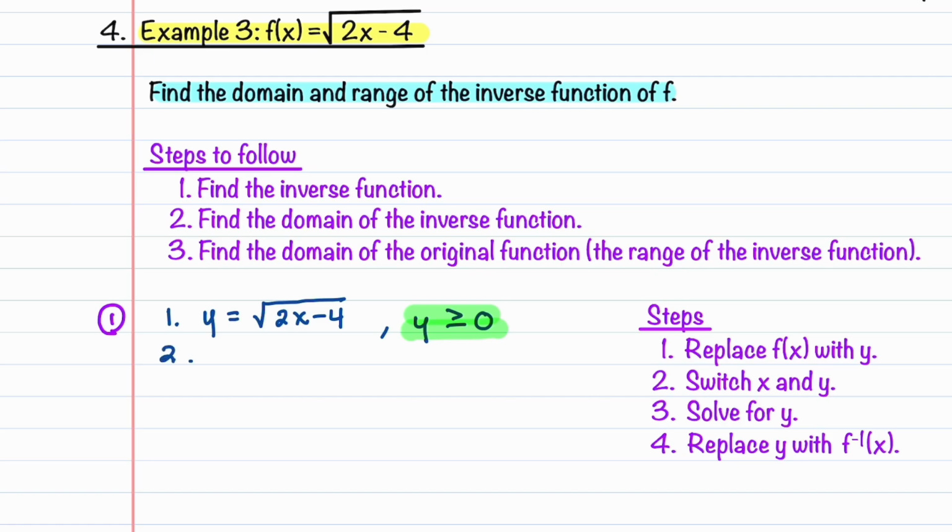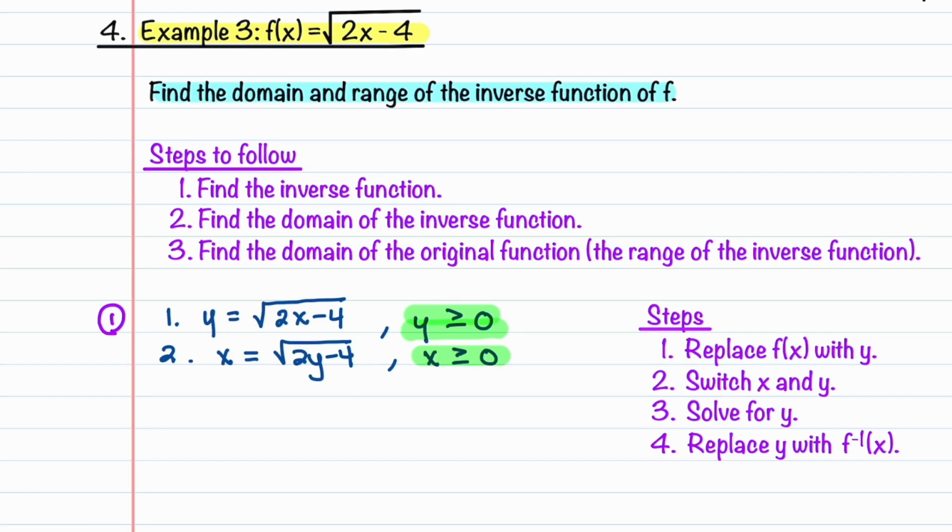Our second step tells us to switch x and y. So we have x is the square root of 2y minus 4, and we can write a restriction for this. X and y switched, so now our restriction is x is greater than or equal to 0. And let's go ahead and highlight that.